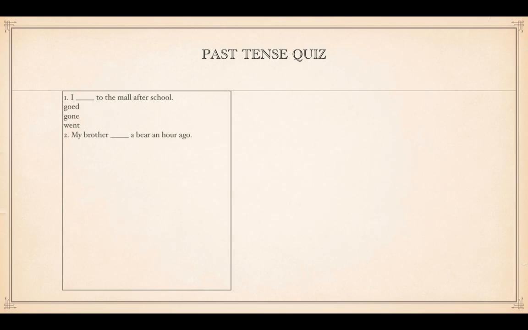Number 2, my brother ate a pear an hour ago. Which word fits in the empty space? Number 3, the word goes at the beginning of the sentence. Something Mike visit his grandmother last night. Which word goes in the empty space?